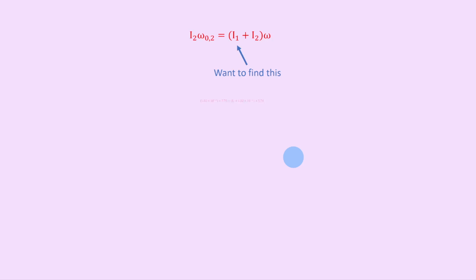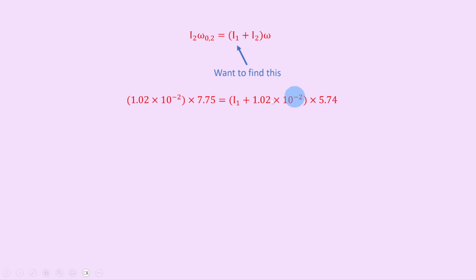And then substituting in the numbers, we have 1.02 times 10 to the minus 2 for the moment of inertia of the disc, times 7.75, which is the initial angular velocity of the disc, is equal to I1, the moment of inertia of the cube, plus 1.0 times 10 to the minus 2, again for the moment of inertia of the disc, times 5.74, which we're told is the final angular velocity of the rotating disc, and therefore it must be the final angular velocity of the whole system, i.e. the disc plus the cube.